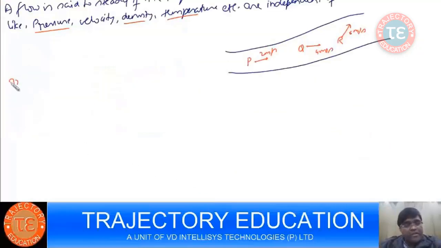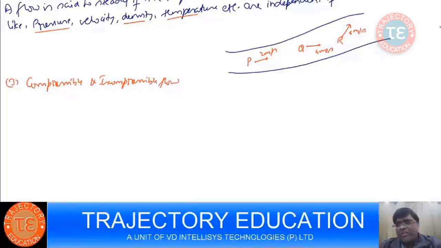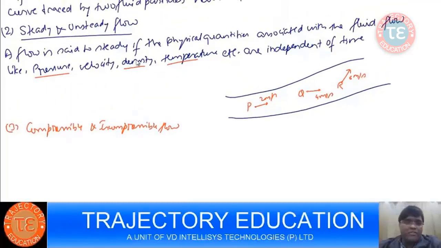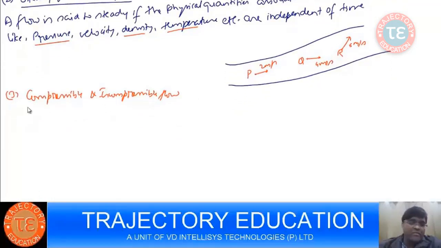So the third classification is compressible and incompressible flow. One more thing: the opposite of steady flow is unsteady flow. If velocities vary with time, then we call it unsteady flow.